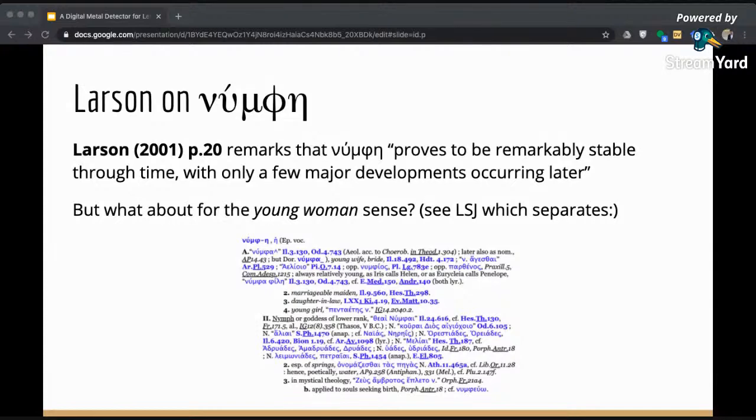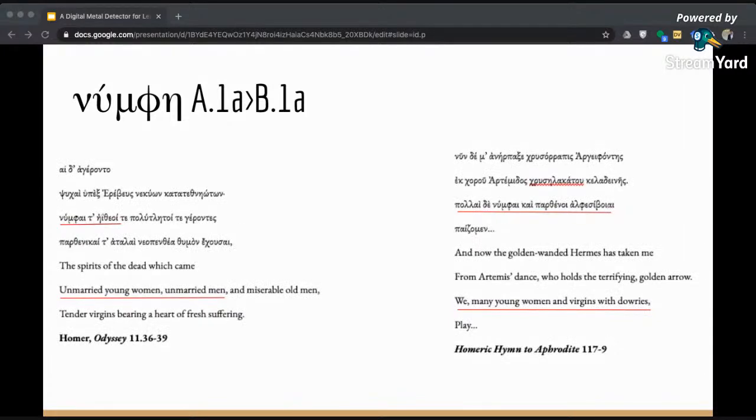But what about the young woman sense, which is not the same as the nymph sense? You can see the LSJ entry underneath there. What about that young woman sense? Let's take a look at the data. So here what we've got is, on the left-hand side, Homer Odyssey 11, and on the right-hand side, the Homeric Hymn to Aphrodite, where both words occur in different time periods. We're going to talk about them and come to a substitution factor for this word between the time periods.